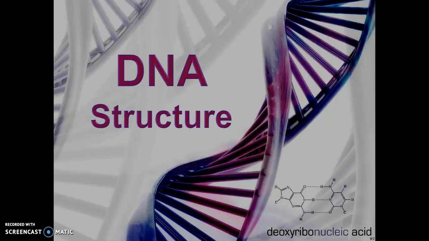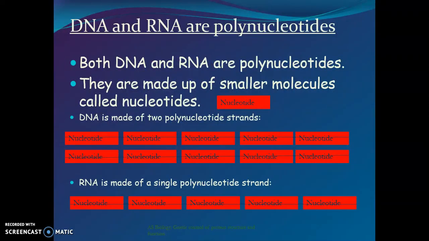In this podcast, I'm going to talk about the structure of DNA, which is deoxyribonucleic acid. DNA and RNA are polynucleotides. Poly means many. That means both DNA and RNA are made up of many smaller molecules called nucleotides.